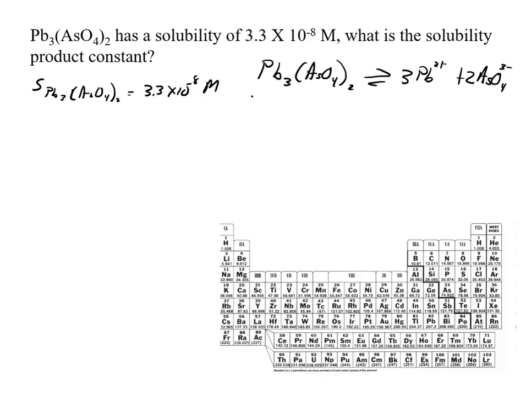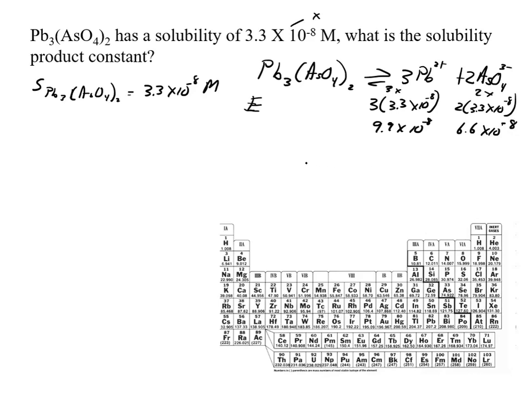Okay. Again, since this is giving me the solubility, that means that at equilibrium concentrations, this is going to be 3 times the 3.3 times 10 to the minus 8th because I have 3 of them. So this is going to be basically x, and this is 3x, and this is 2x, which is 2 times 3.3 times 10 to the minus 8th. So this is 9.9 times 10 to the minus 8th, and this is 6.6 times 10 to the minus 8th.